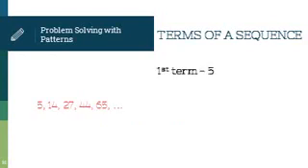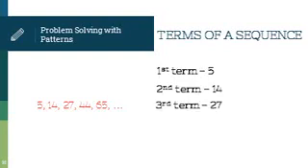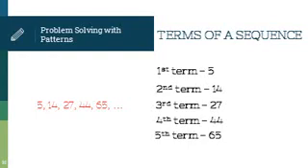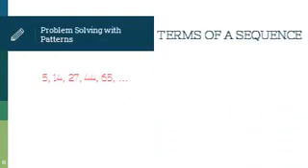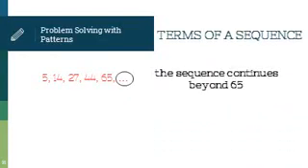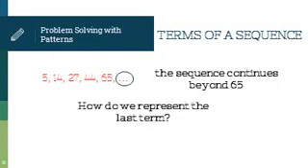So, the first term is 5, second term is 14, third term is 27, fourth term is 44, fifth term is 65. So, what do you think will be the sixth? Okay, the sequence continues beyond 65. That is the meaning of the ellipses. How do we represent the last term?